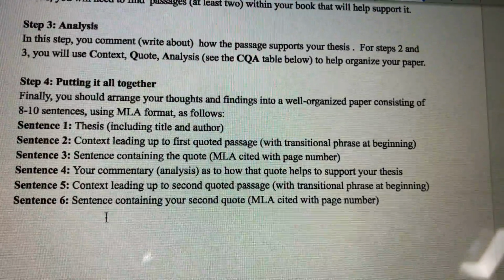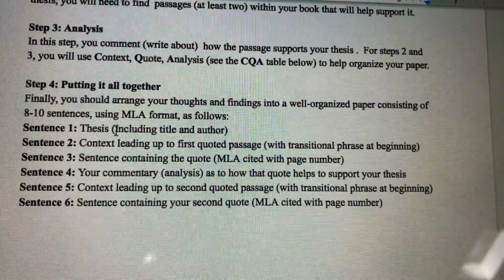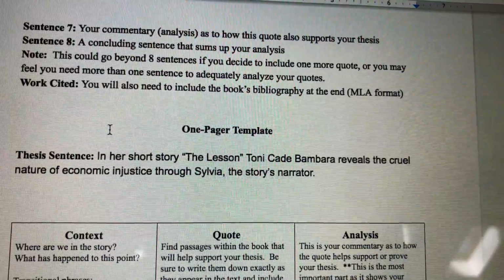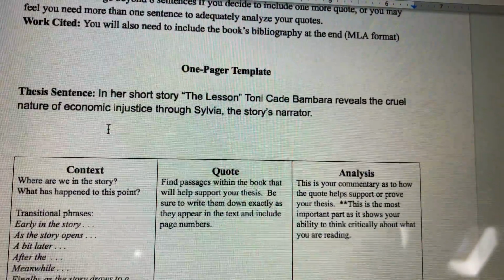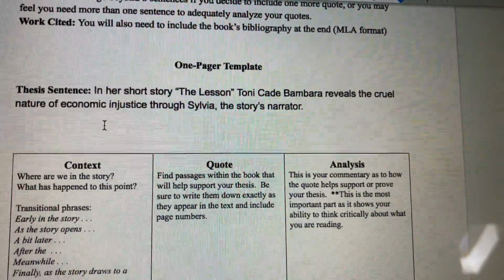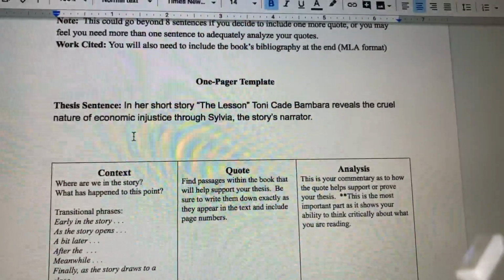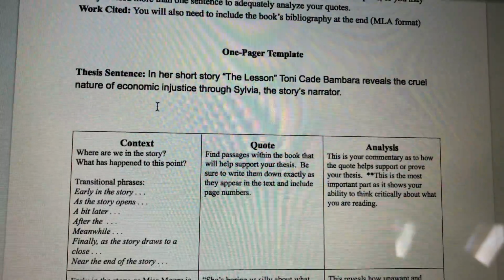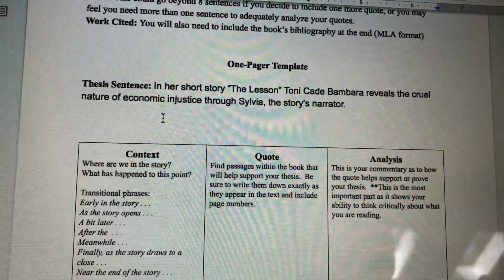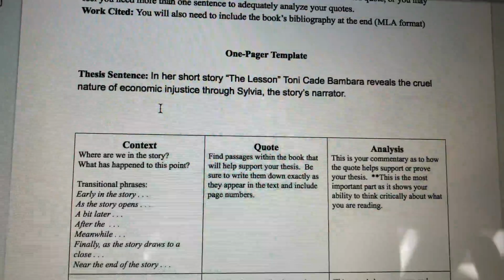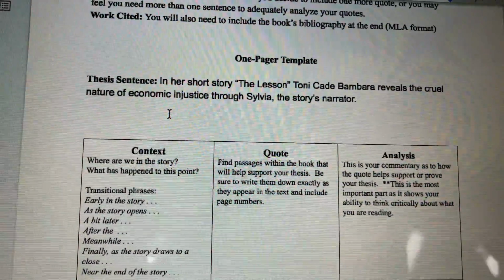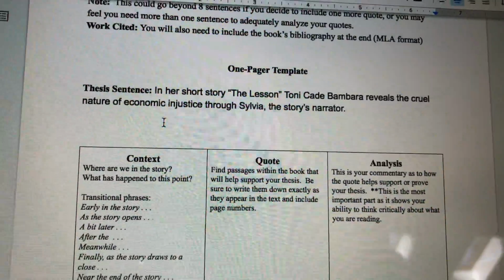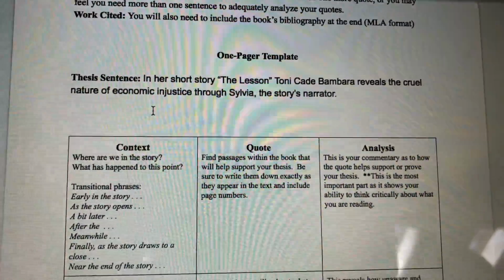It gives you the sentence structure, what they should look like when you're putting the whole thing together. All right, so you'll notice that the copy I'm showing you here is my sample. I went ahead and filled in a copy, and I used The Lesson by Toni Cade Bambara because it's a short story that we all read together in class. I know that you guys are doing full books and not short stories, but it's the same idea here. I'm using this as an example, and I'd like you to look at this closely as well.